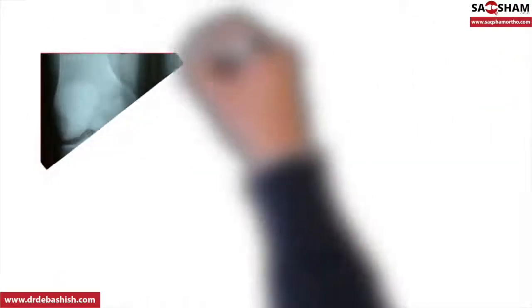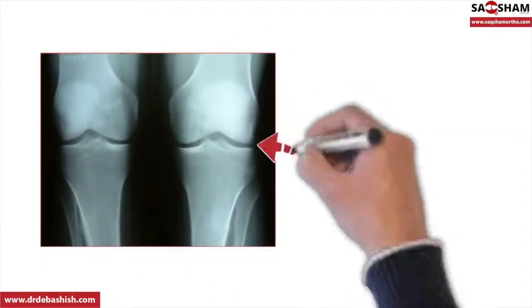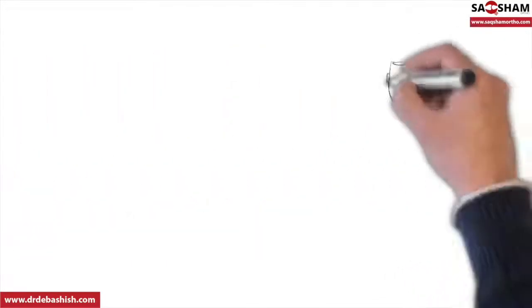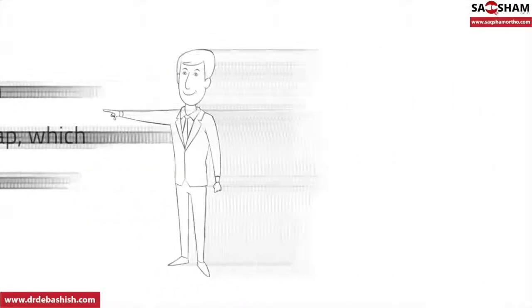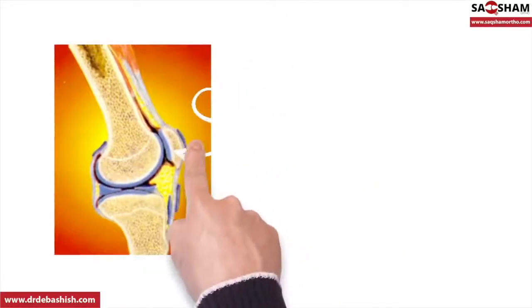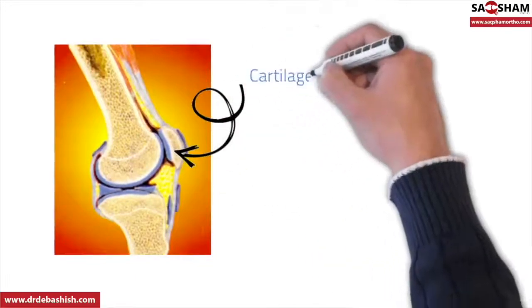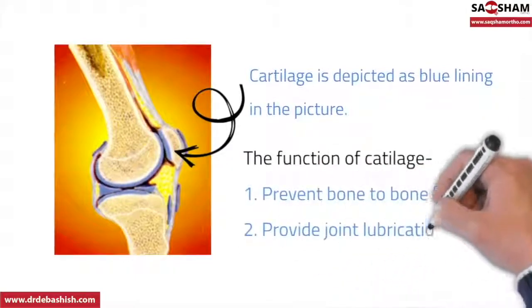As you can see in this X-ray, the thigh bone and the leg bone are there and there is a gap in between. Usually this gap should be present. What is there in between this gap, which is not visible? This is the blue lining, as you can see in this other picture. The blue lining is the cartilage. The function of cartilage is to prevent bone-to-bone friction as well as providing lubrication to the joint.